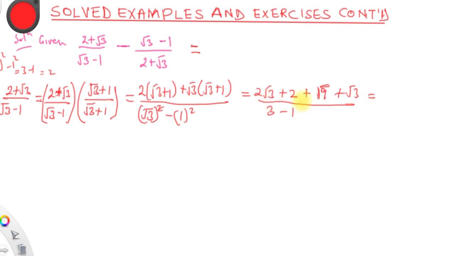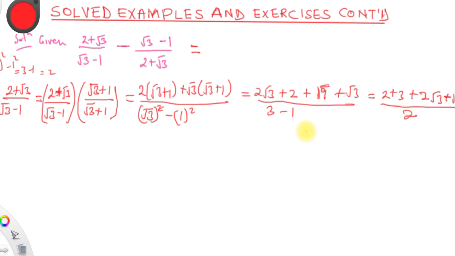So this is equal to, you group the surds together and then the rational numbers or integers together. Let us write the numbers first. This one is 2, so you write the 2 first, and then square root of 9 is 3, so you get plus 3. Then plus 2 root 3, then plus root 3, and all divided by 3 minus 1, which is 2. So this is what we get.